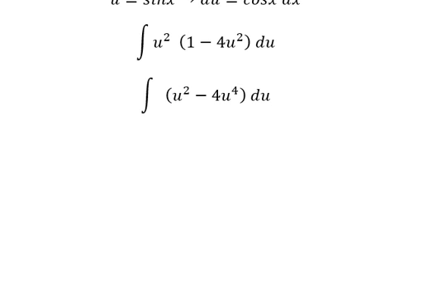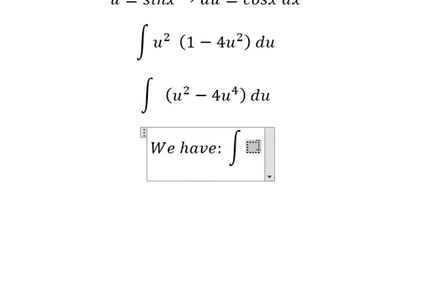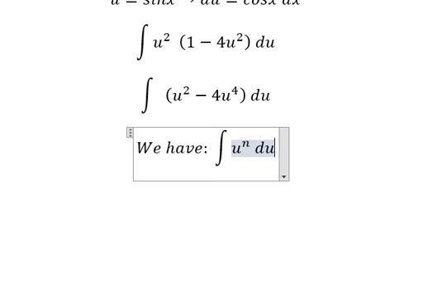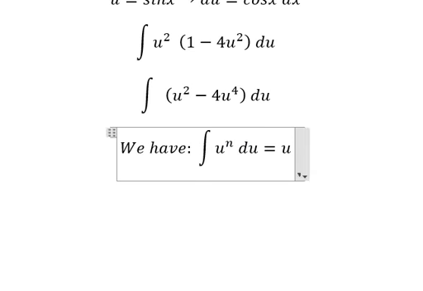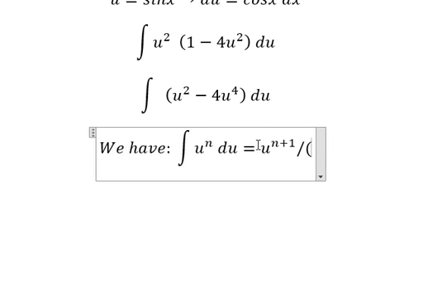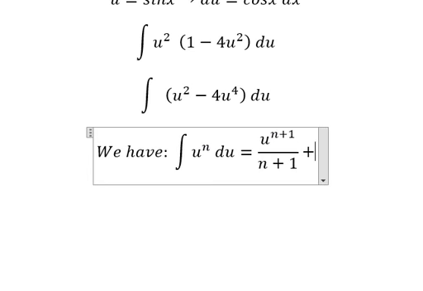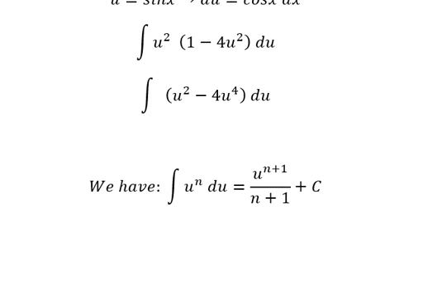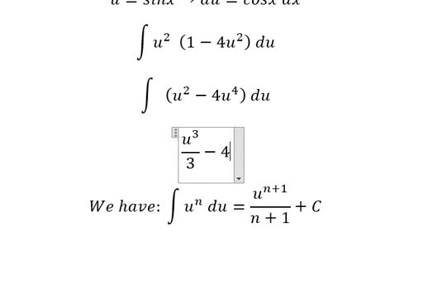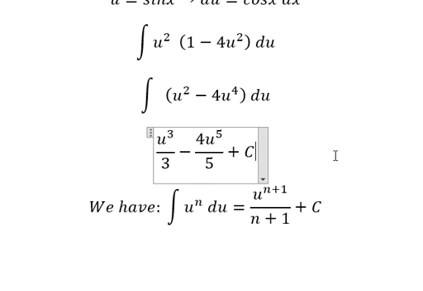Next, we have the formula in here. The integration of u to the power of n du, we have u to the power of n plus 1 over n plus 1, and I will put c. And now we can apply the formula in here and here. So we have u to the power of 3 over 3, and the next one we have u to the power of 5 over 5, and I will put c.